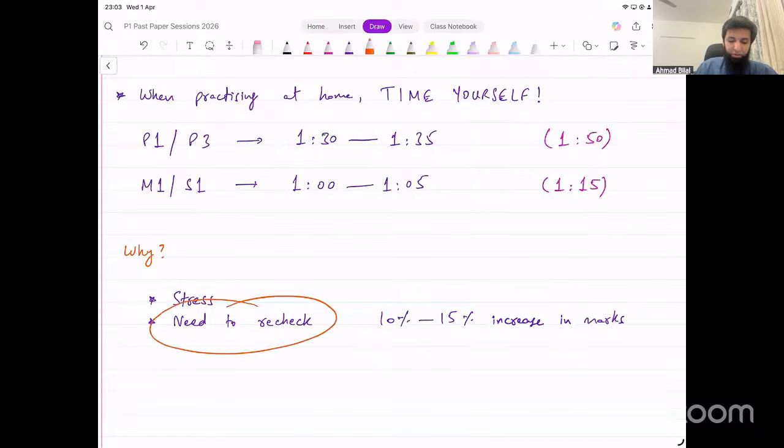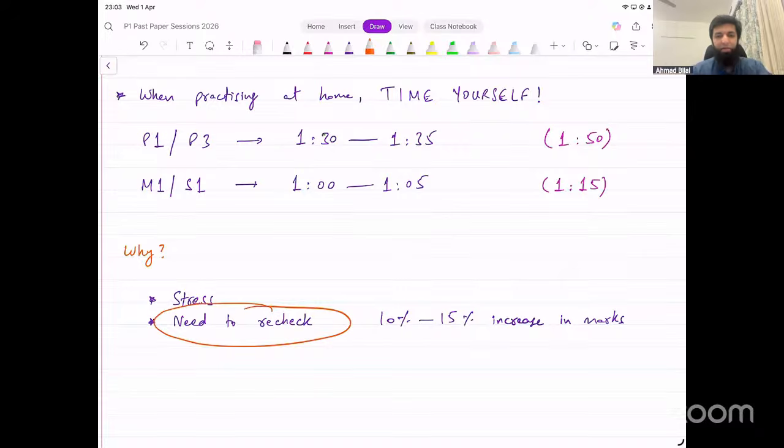Make sure to recheck your paper. Now, you will not be able to do this in the exam effectively if you have not practiced doing this at home as well. So when you're practicing at home, do not just rush to the marking scheme. As soon as you're done with the paper, you are curious, okay, how many questions you've gotten correct, and you look at the marking scheme right away. Do not do that. Rechecking is also an art.